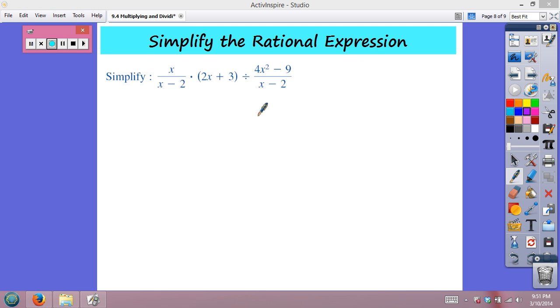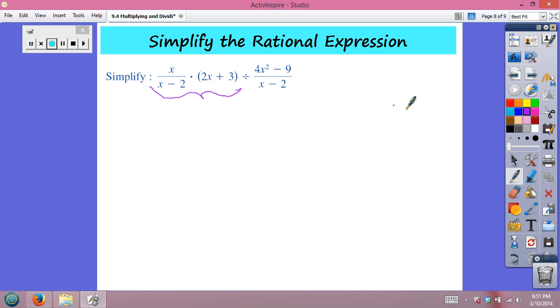And for our last example, we're getting a little bit trickier here. We want to simplify everything. But what we want to do is we just want to take it one step at a time so we know we don't forget anything. So I'm going to do these first two terms first. If we multiply those out, we are going to get x times, keeping this in the numerator, 2x plus 3, all over, in parentheses, so we don't forget, x minus 2.